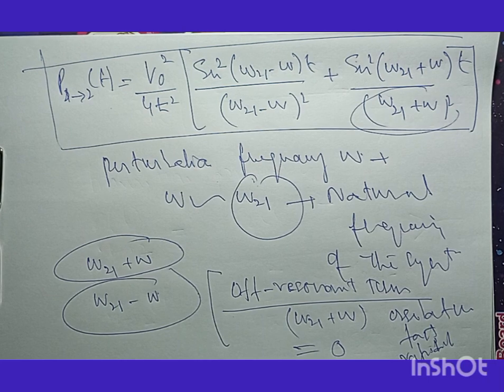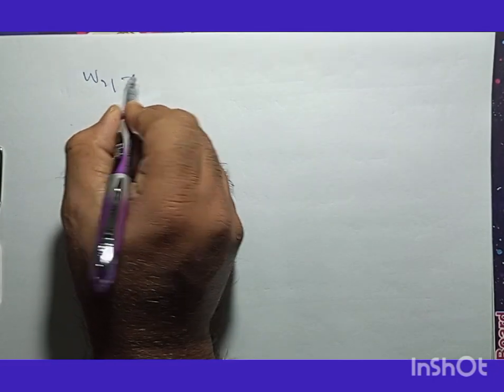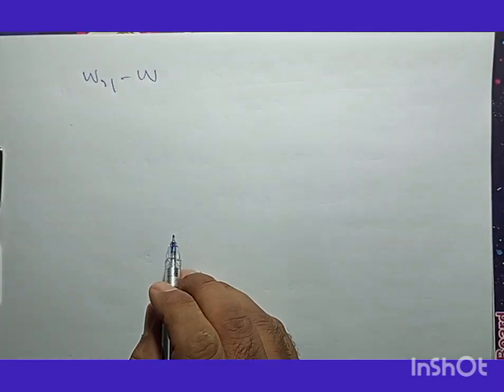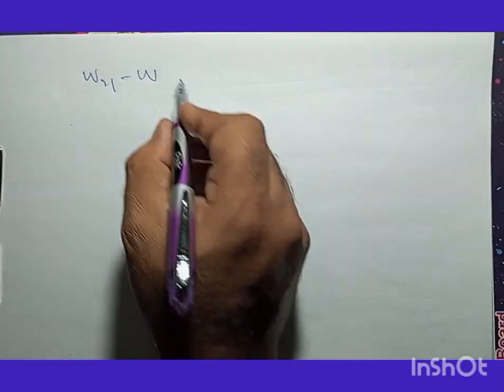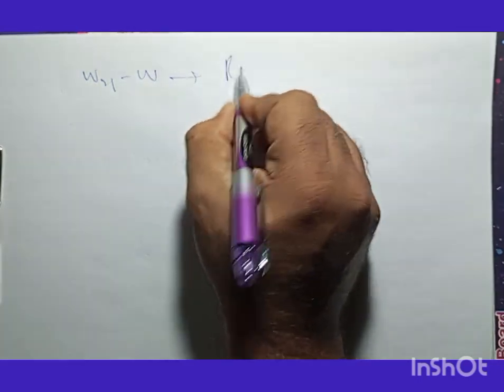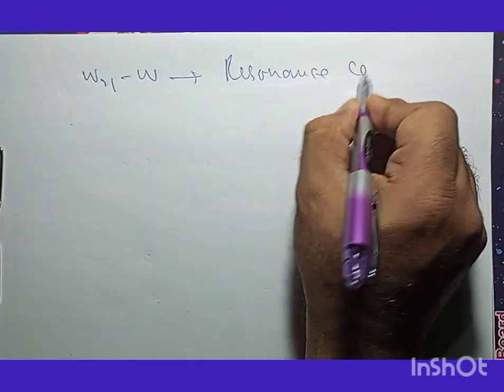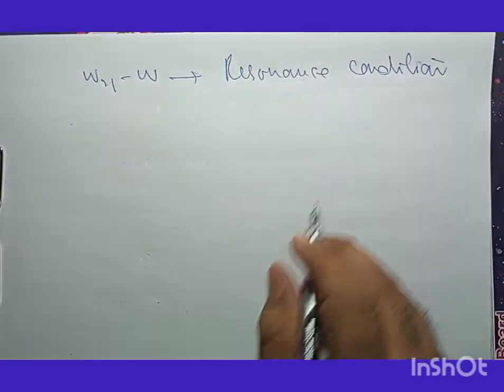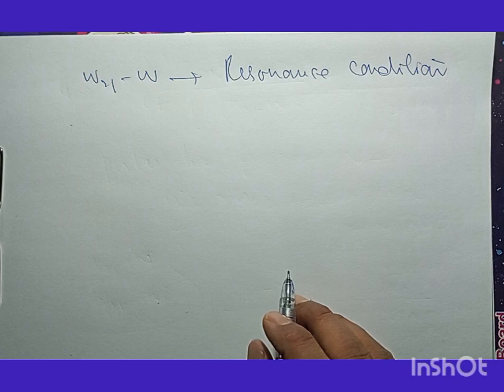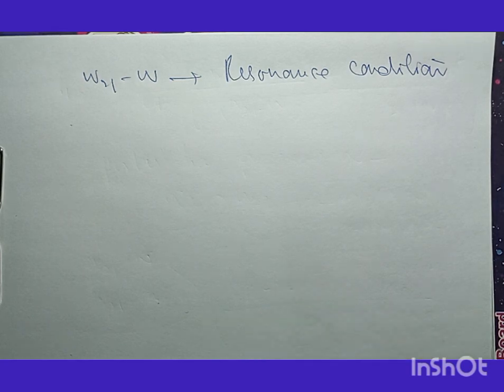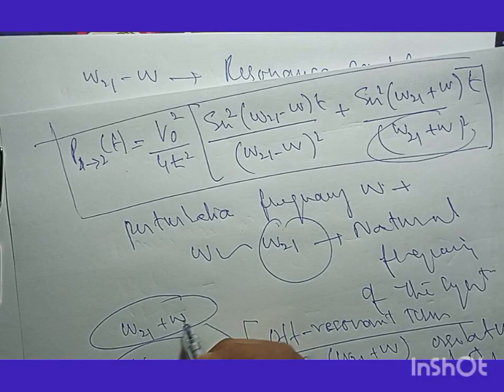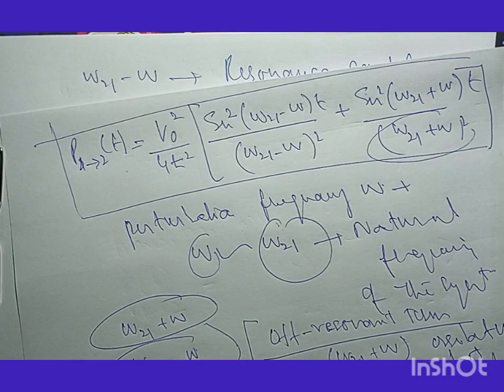And talking about the next term, what's that? That's omega 21 minus omega. Now this term corresponds to resonance condition, where the frequency of the external perturbation that we have, this omega, matches the energy difference. And what's that energy difference? Omega 21.